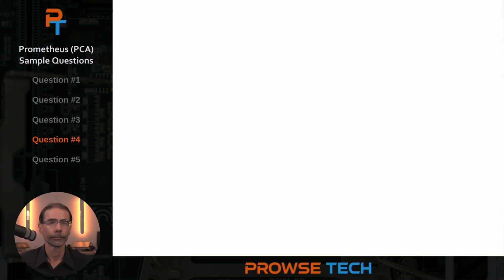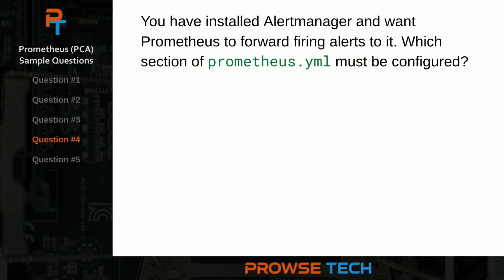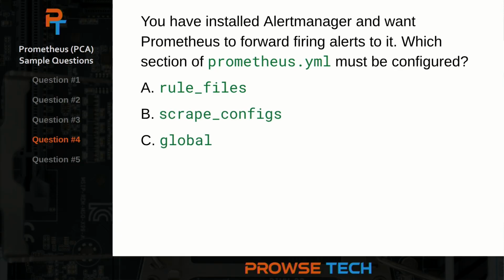Question 4. You have installed Alertmanager and want Prometheus to forward firing alerts to it. Which section of prometheus.yml must be configured? A. rule_files. B. scrape_configs. C. global. Or D. alerting. 3 seconds to pause the video, and I'll be back with the correct answer.